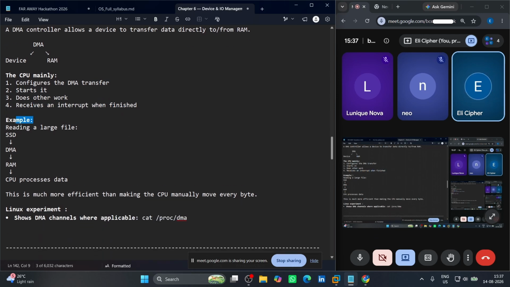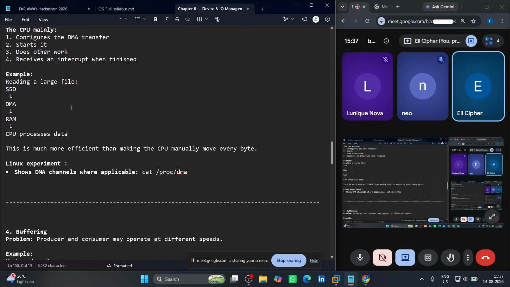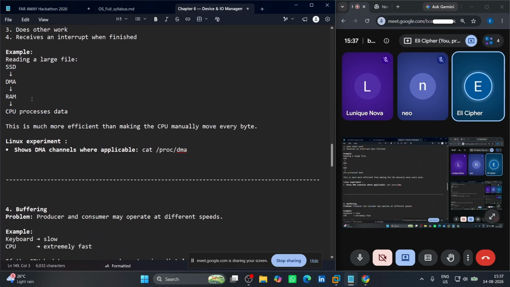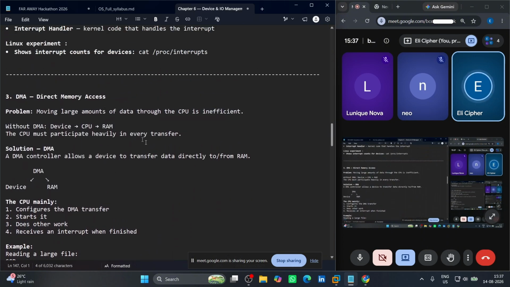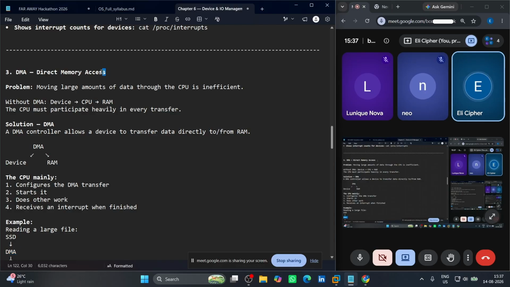So here is an example: reading a large file. The flow is like this. Firstly, the data flows from SSD to DMA, then from DMA to RAM, and if further needed, the CPU processes the data, right? This is the whole cycle of the flow of the data. It doesn't go directly to either RAM or CPU. It will go to DMA, which is direct memory access. Okay, it's easy to remember. Direct memory access means you can directly access the data from this memory, right? DMA.